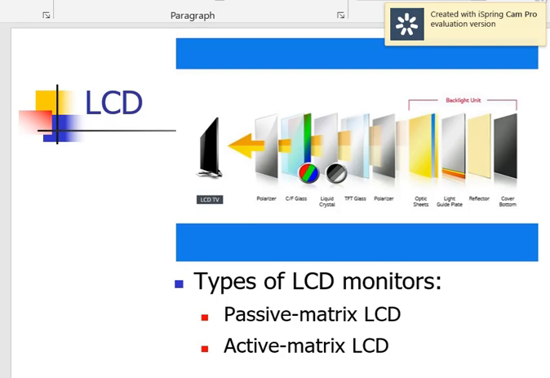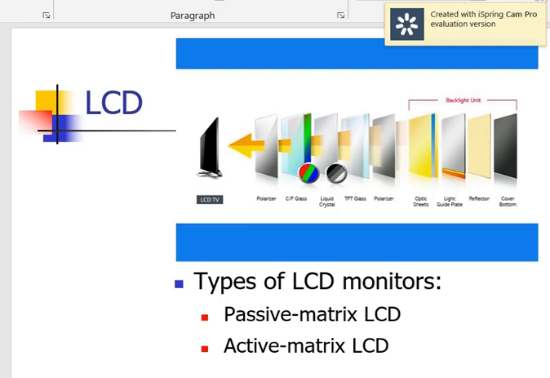Passive matrix is an LCD technology that uses a grid of vertical and horizontal wires to display an image on the screen. Each pixel is controlled by an intersection of two wires in the grid. By altering the electrical charge at a given intersection, the color and the brightness of the corresponding pixel can be changed. However, active matrix, also known as TFT, thin film transistor, provides more function and advantage compared to the passive.